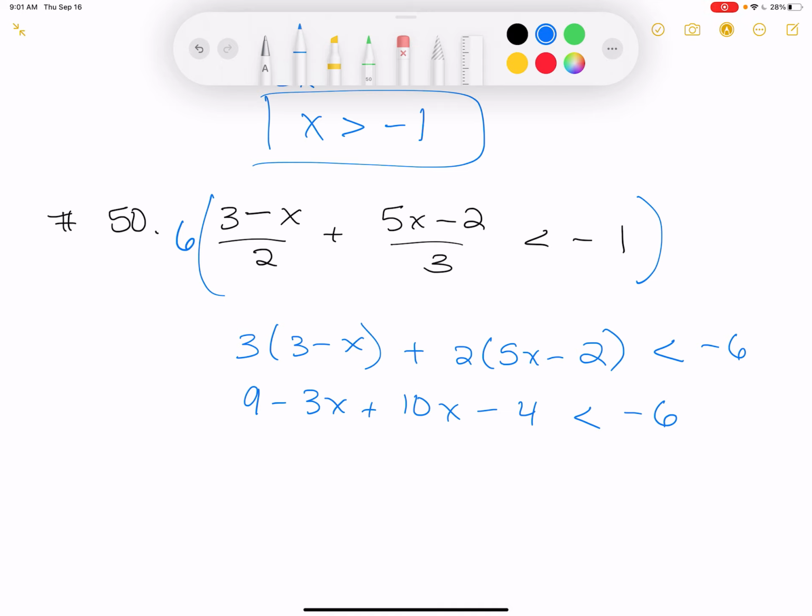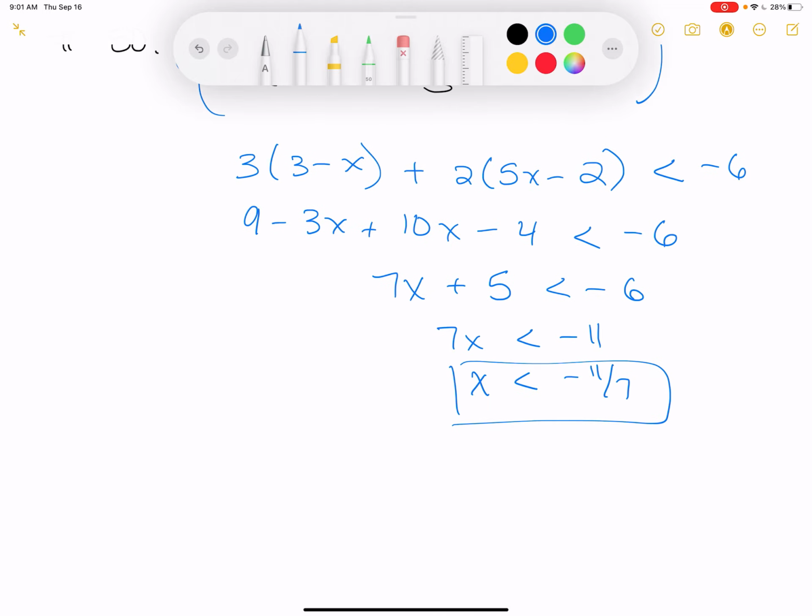I'm going to combine like terms. 7x plus 5 is less than negative 6. 7x is less than negative 11. x is less than negative 11 over 7.